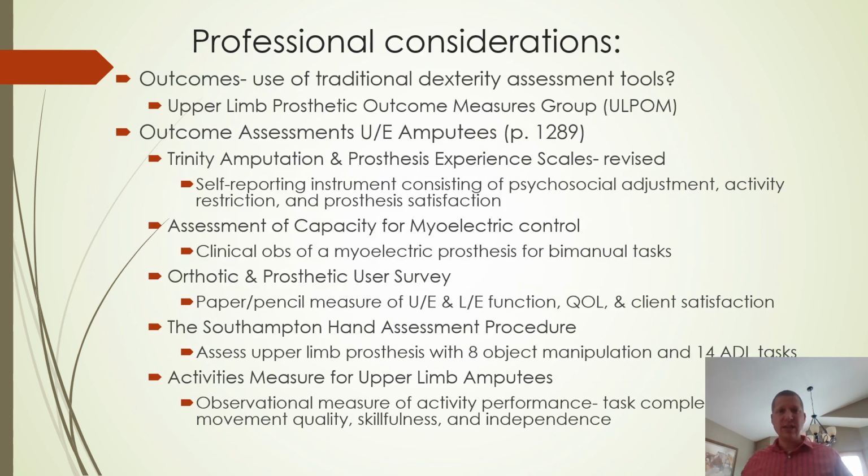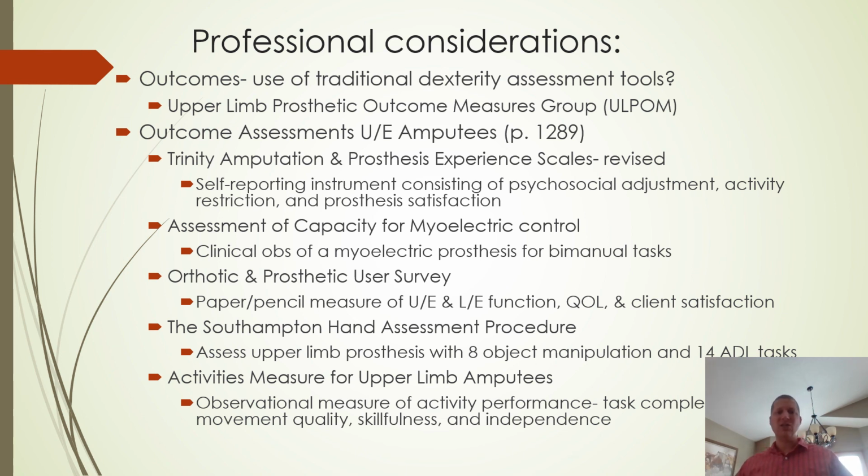Professional considerations, and so these are, obviously, outcomes. If we're using outcome measures or we're writing goals, we want our clients to be as independent as possible. And so we could use any traditional dexterity assessment tools, like the 9-hole peg, the box and blocks. Obviously, we're not going to be using the normative data for those items. They do have something called the Upper Limb Prosthetic Outcome Measures Group, and so that's something where you probably could get some specific outcome ideas also.